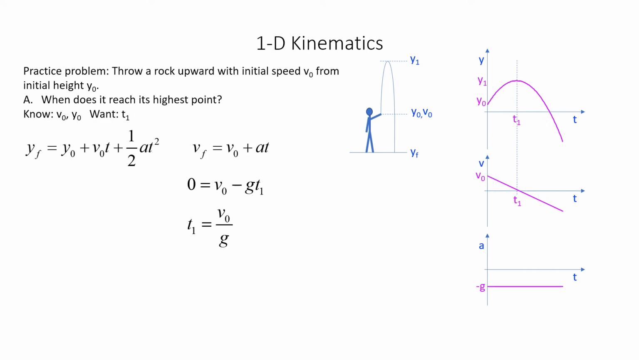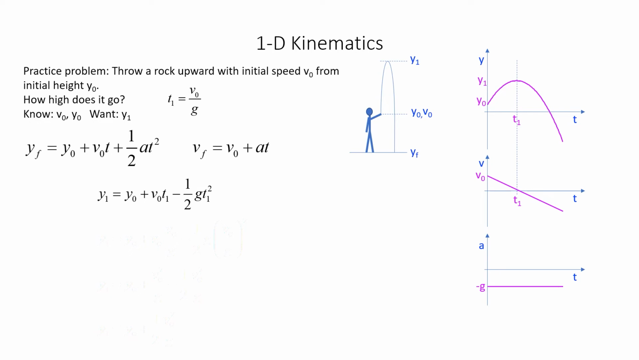Now all that's left to do is to solve for t1. Simply, t1 equals v0 over g. Okay, now let's work on the second question. How high does it go?